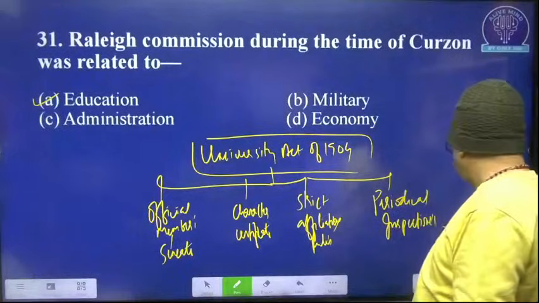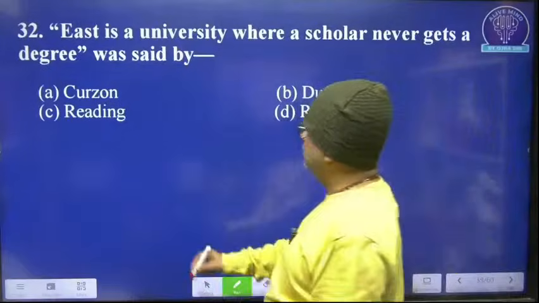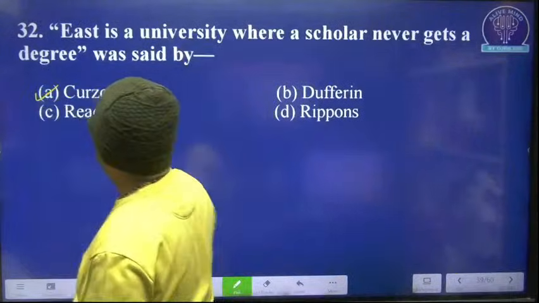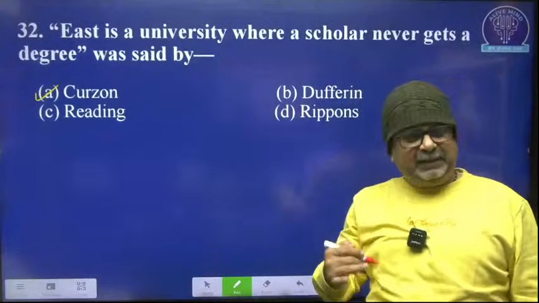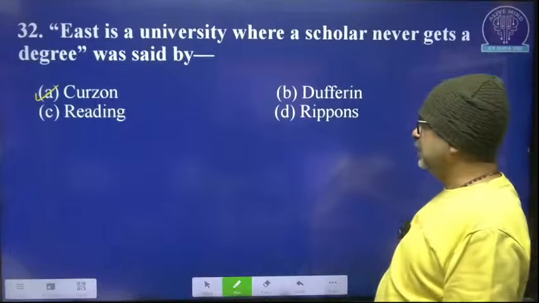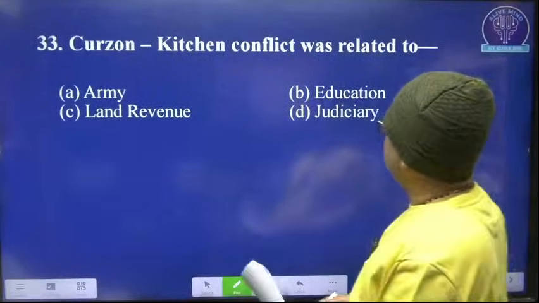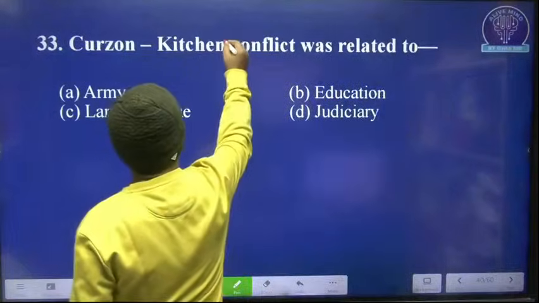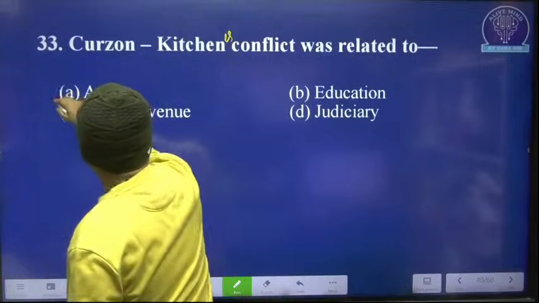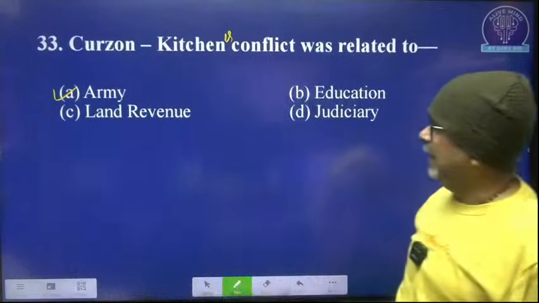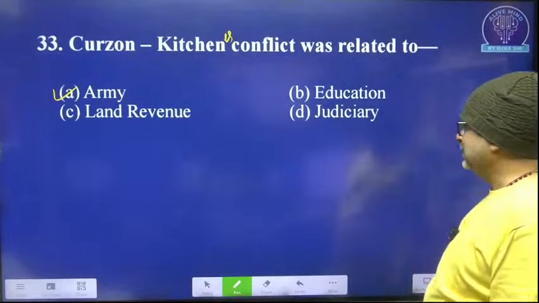31A. 32. East is a university where a scholar never gets a degree. Curzon. He also said India is a country of stalkers and jugglers when he arrived in India. So 32A. 33. Curzon Kitchener, not kitchen, Kitchener. The Curzon Kitchener conflict was related to the army. 33A.